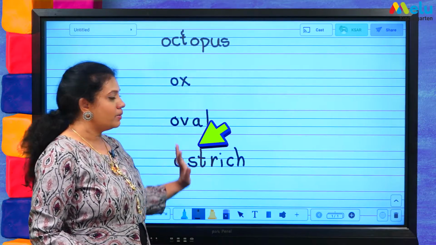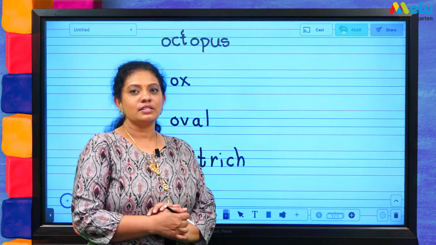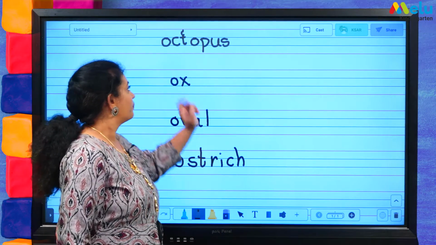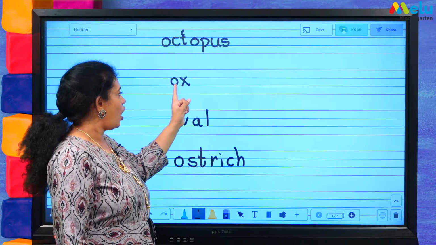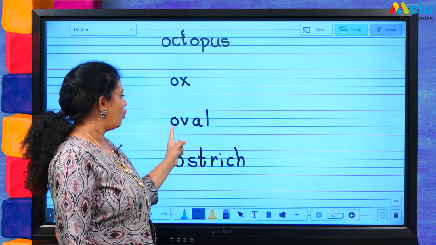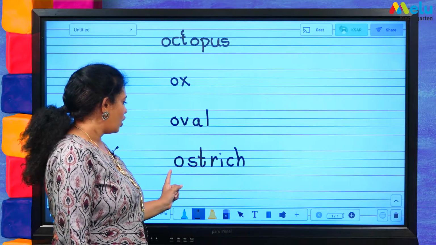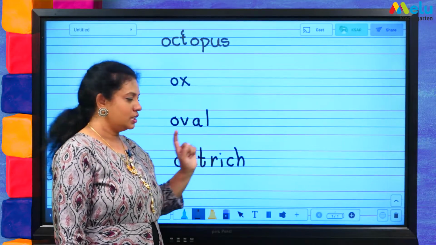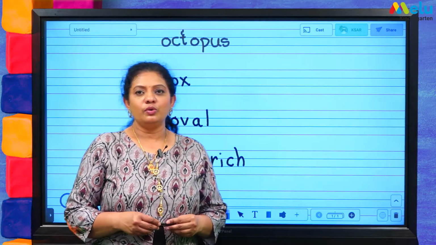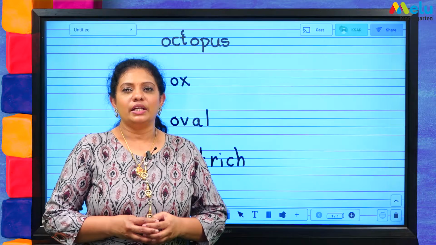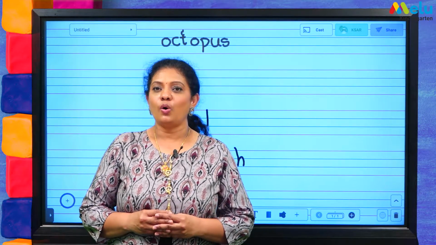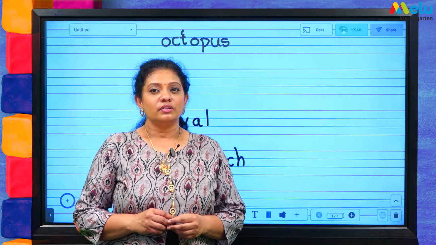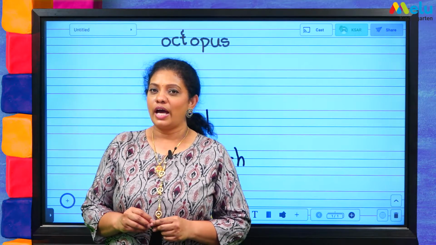So now we have completed all the words. Let us read once. Octopus, ox, oval, ostrich. Okay, so please keep reading and write the other words that start with the letter O. Now we will move on to the activity.